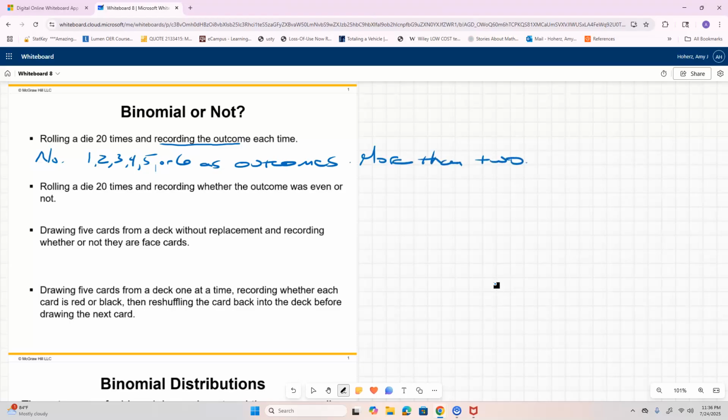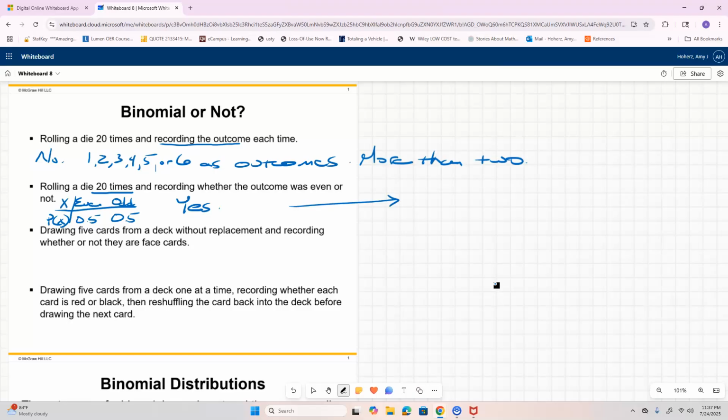Now, could we use a die to do a binomial situation? Absolutely. This next one says, what if you roll a die 20 times? So we have a fixed number of trials, and you record whether the outcome was even or not. So even or odd. In this situation, your outcomes are even and odd, and this is another situation where it's a 50% chance of getting an even and a 50% chance of getting an odd. Let's even take this one a little bit further. So this is binomial, because we have a fixed number of trials and we have only 2 outcomes. The outcomes remain with the same probability each time because the die would reset itself, so you have the same chance of getting even or odd every time you roll.